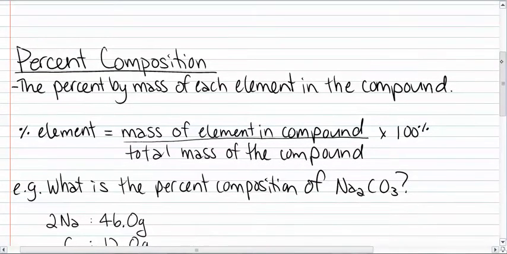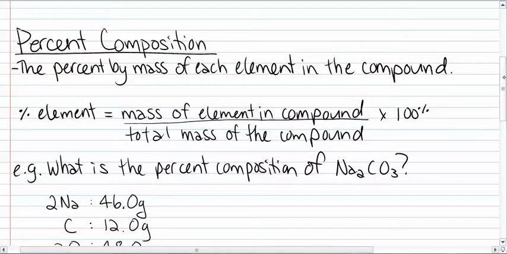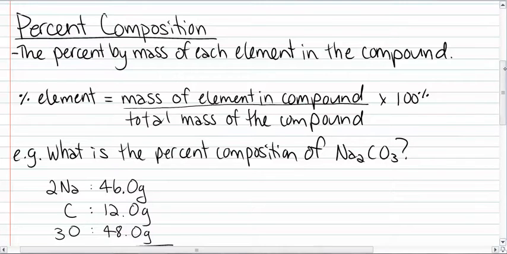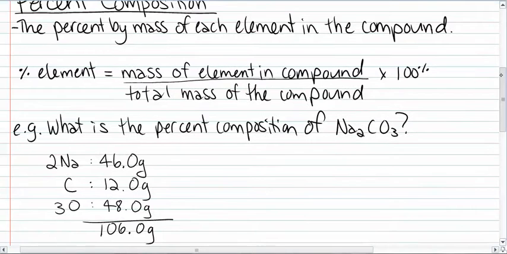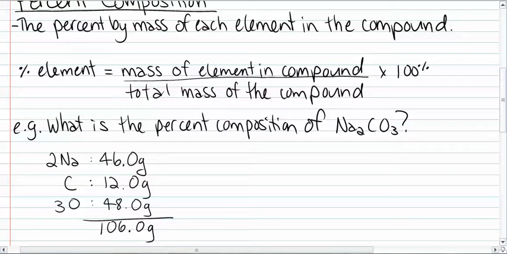We're going to use their molar masses. So the mass of 2 moles of sodium is 46.0 grams. The mass of 1 mole of carbon is 12.0 grams. The mass of 3 moles of oxygen is 48.0 grams. And then the total mass of the compound, the molar mass of that compound, is 106.0 grams. So remember, we need to do a calculation for sodium, a calculation for carbon, and a calculation for oxygen. Let's start with the sodium.